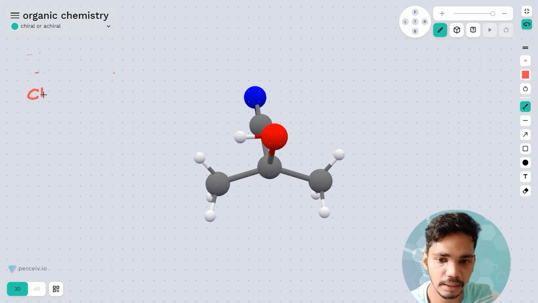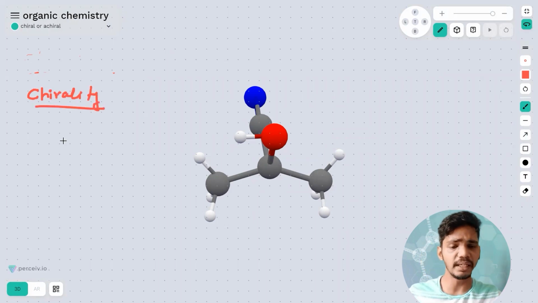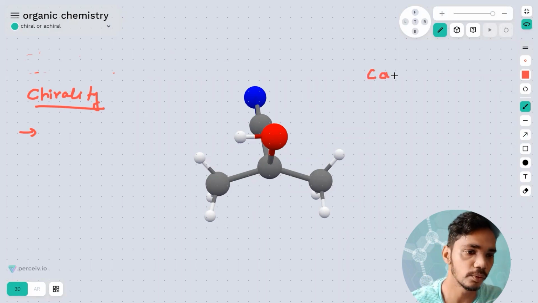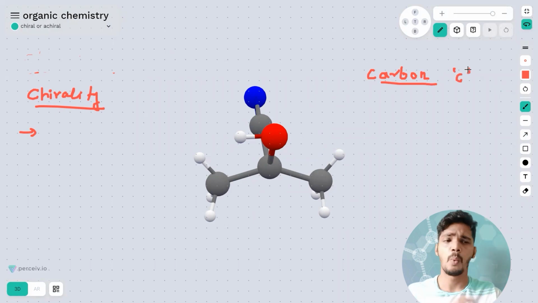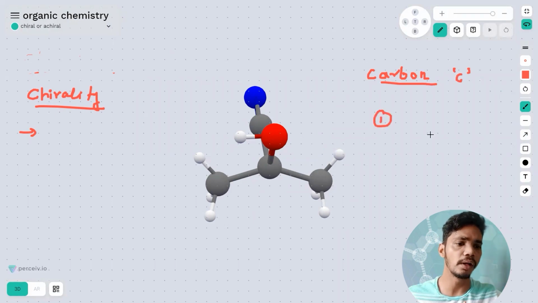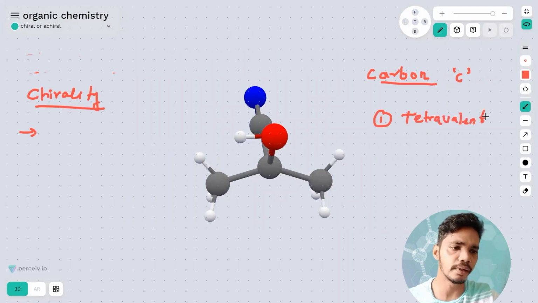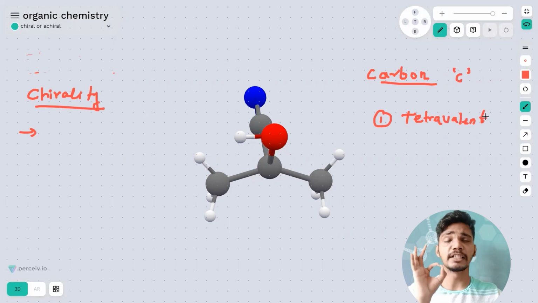Chirality is a property exhibited by the molecule when the valence is fulfilled by different atoms or groups on carbon. Before we look into the definition, let's talk about carbon. We know that in organic chemistry, carbon is very important. Why? First of all, carbon is tetravalent. The valency of carbon is 4.